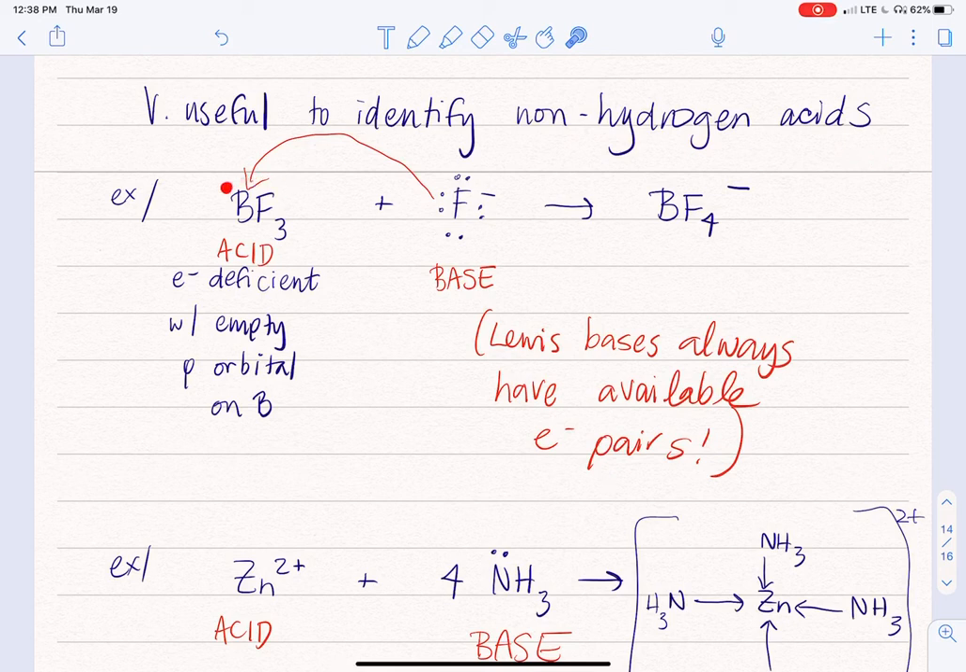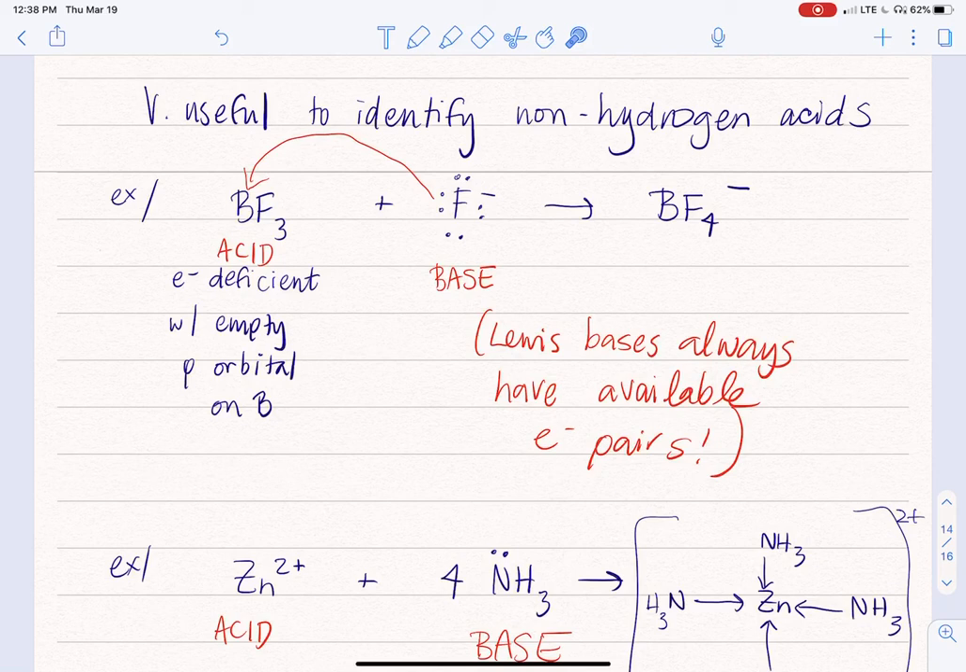Let's take as an example boron trifluoride. Boron trifluoride is an electron-deficient species. It has a sextet instead of an octet around the boron atom. So it's electron-deficient. It has an empty p orbital on boron. This can react with F-, which is a very electron-rich halide, to make a coordinate covalent complex, BF4-.